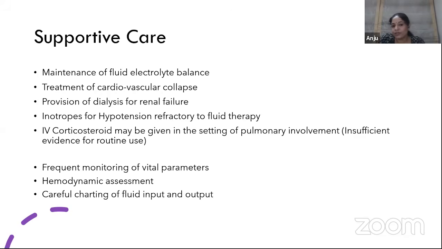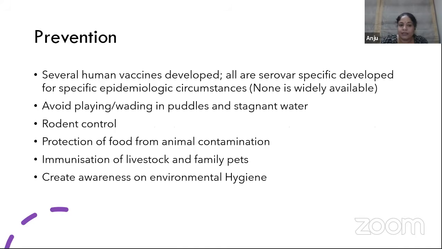Rarely, IV corticosteroids have been given where there is pulmonary involvement, but there is insufficient data for their routine use. Together with supportive care, frequent monitoring of the vital parameters has to be done. Hemodynamic assessment has to be done, and careful charting of intake and output has to be recorded.